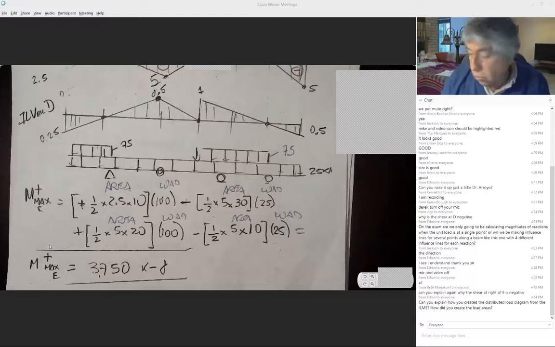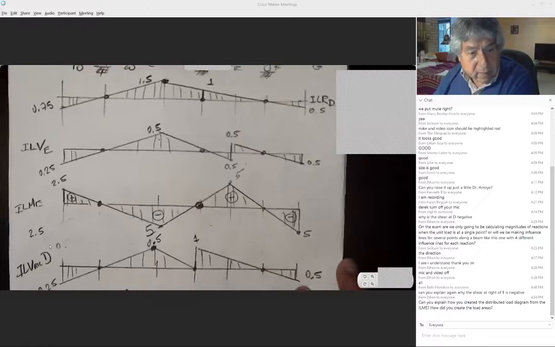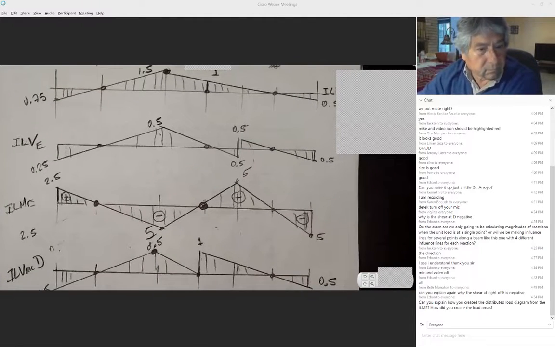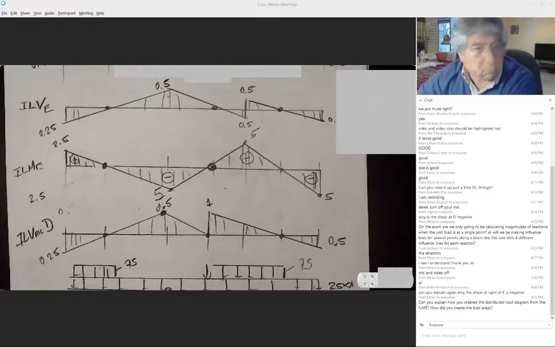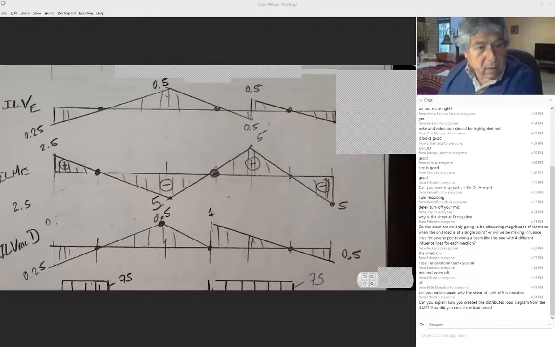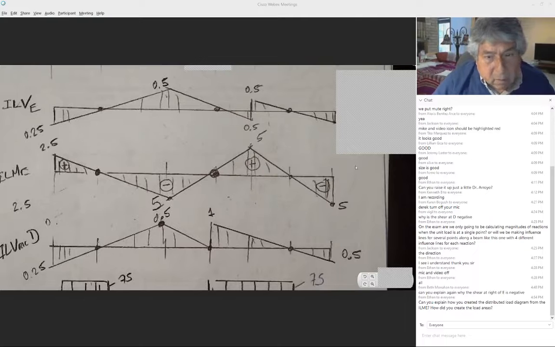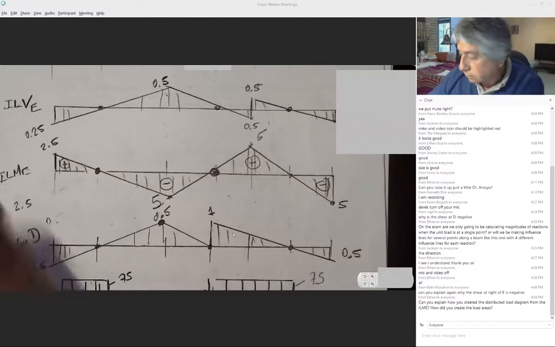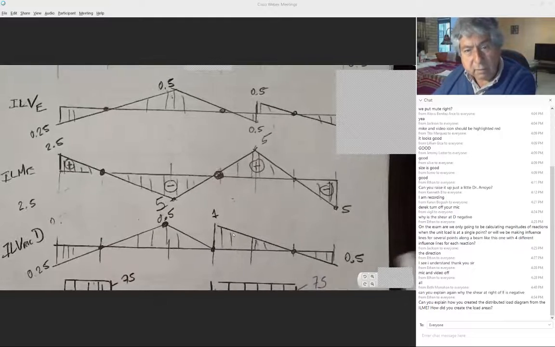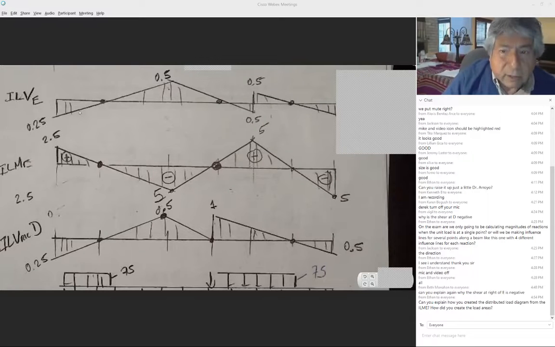I'm going to go again and explain how I created the area, and after I'm going to answer the question about this. Look, what you have in front of you is the influence line. This is the influence line for the moment at E. I think it's easier this way.